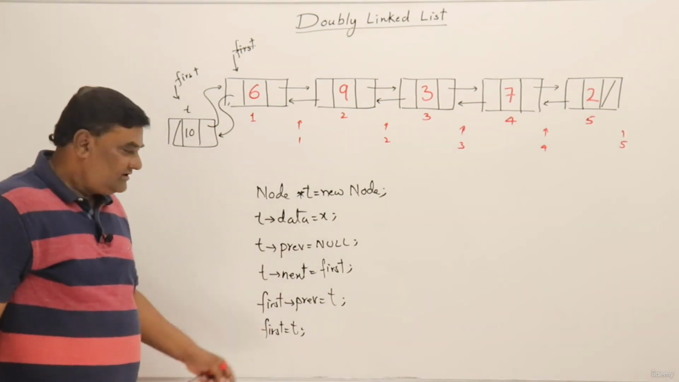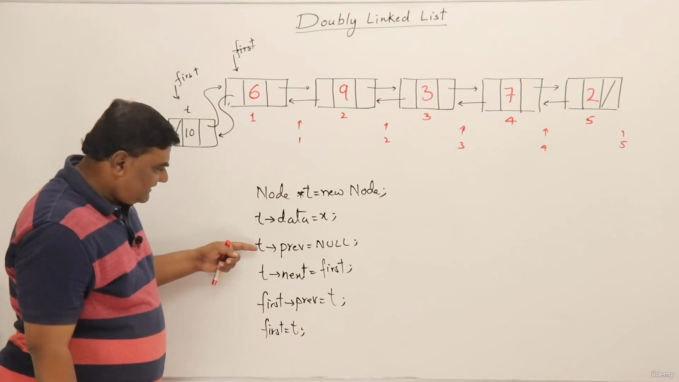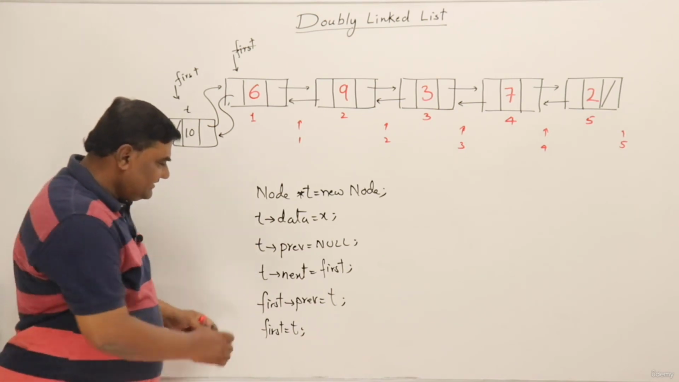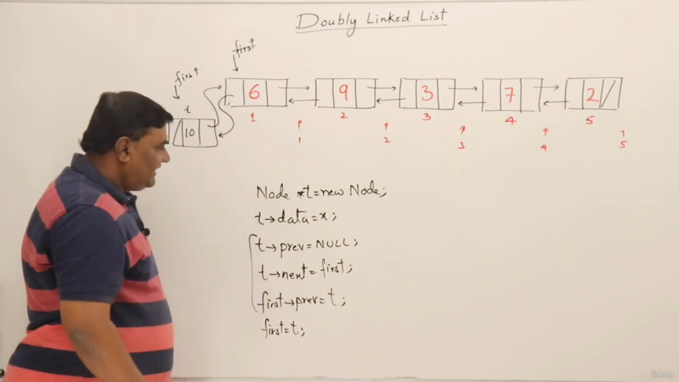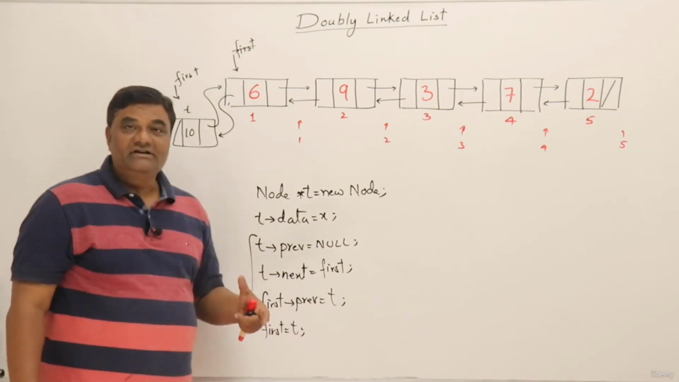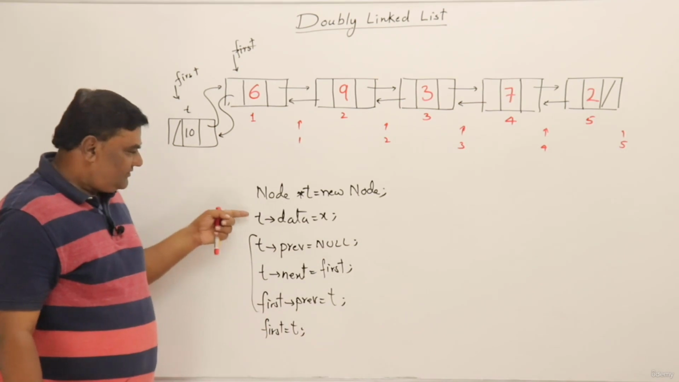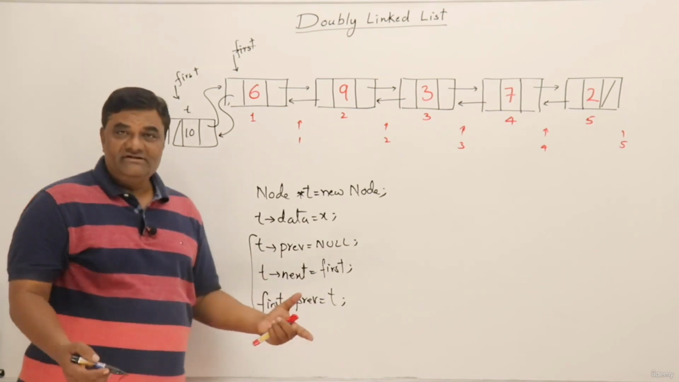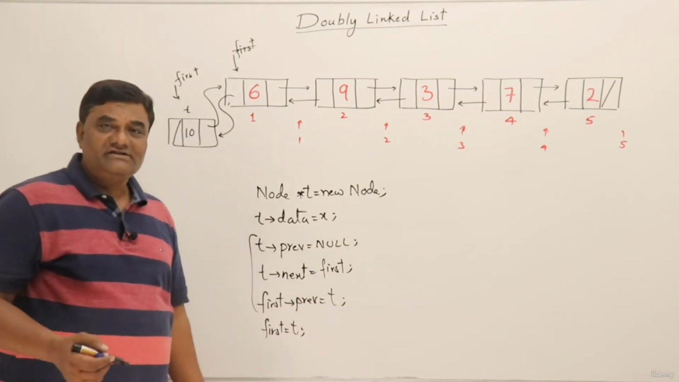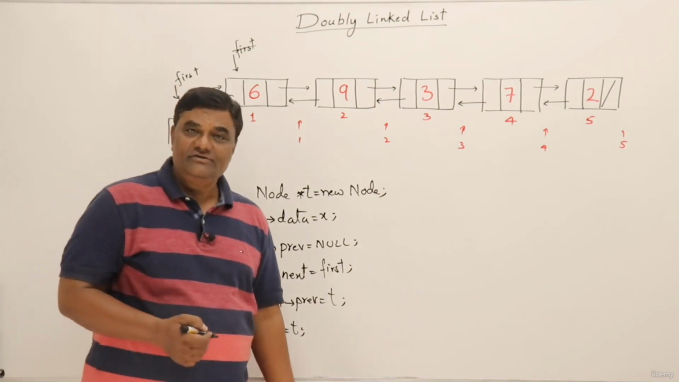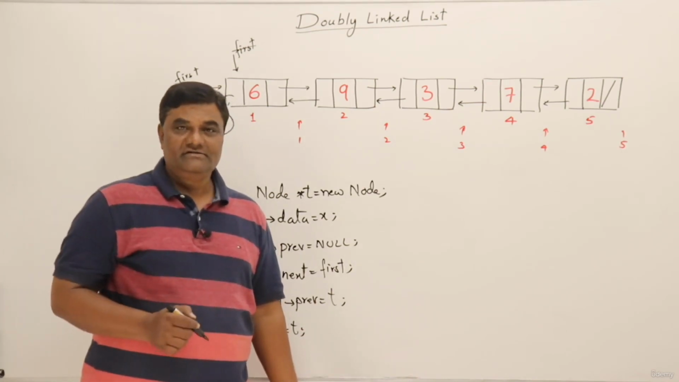So these are the steps. Total 3 links are modified. 1, 2, 3. These are the 3 links modified. And I need one extra pointer T for creating a new node. So the number of steps involved here are 1, 2, 3, 4, 5, 6. Total 6 steps are there. So 6 is constant. So the time taken for inserting a new node is constant.